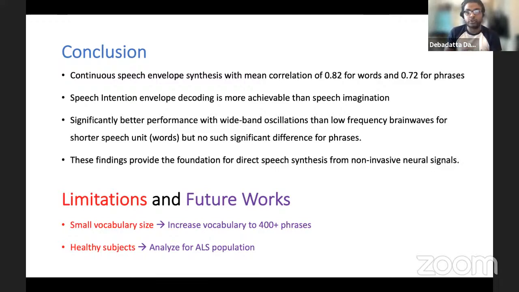We are collecting about 400 phrases, the Mukatiman data set, and we are going to repeat the same work along with collecting speech data from ALS patients. All of this work is done on healthy participants, and we would like to reproduce that for ALS patients. That is the true challenge of the speech BCI paradigm.